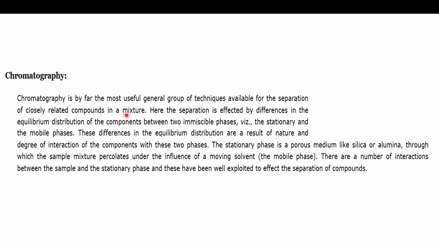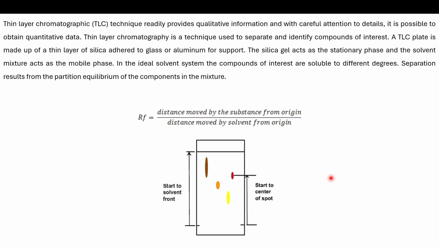So eventually it will try to move up quickly as compared to C, which is very less interactive or very less miscible with the solvent. Okay. So these differences in the equilibrium distribution are a result of nature and degree of interaction of the components with these two phases. In general, the matrix or the stationary phase is a porous medium like silica or alumina through which the sample mixture percolates under the influence of a moving solvent or the mobile phase. There are a number of interactions between the sample and the stationary phase, and these have been well exploited to effect the separation of compounds.